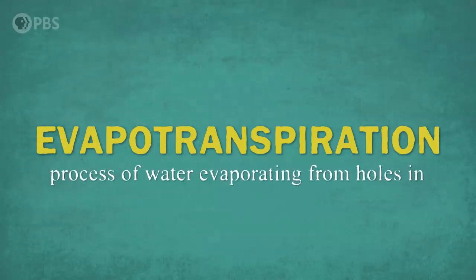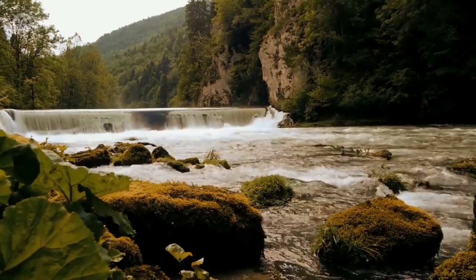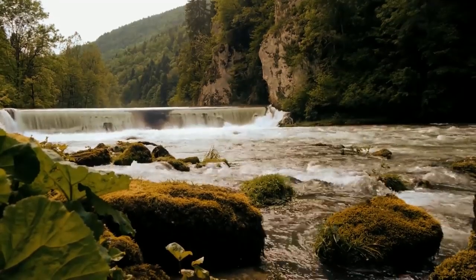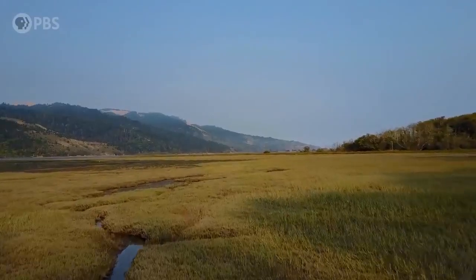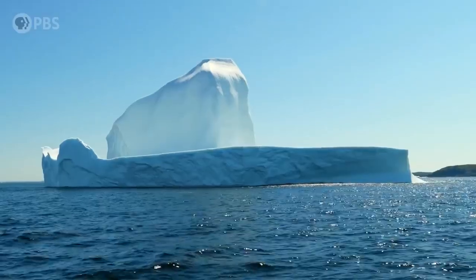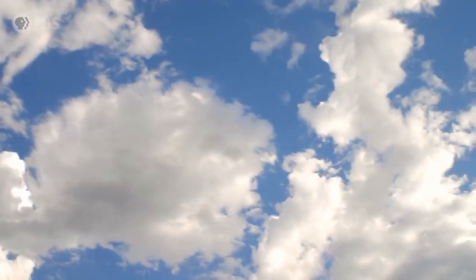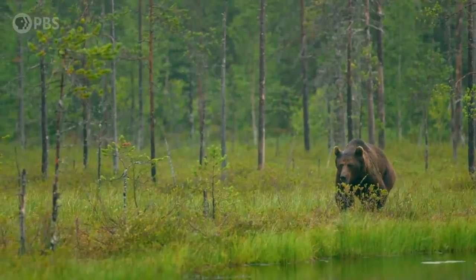Any excess water not used in photosynthesis is also released through the process of evapotranspiration, in which water evaporates out of small holes in a plant's leaves and then enters the atmosphere once again as water vapor. A single molecule of water can take quite the trip, flowing downstream, running across the land, diving deep underground, solidifying into a glacier, melting, evaporating, and condensing within the atmosphere, even hanging out in the bodies of animals and plants.